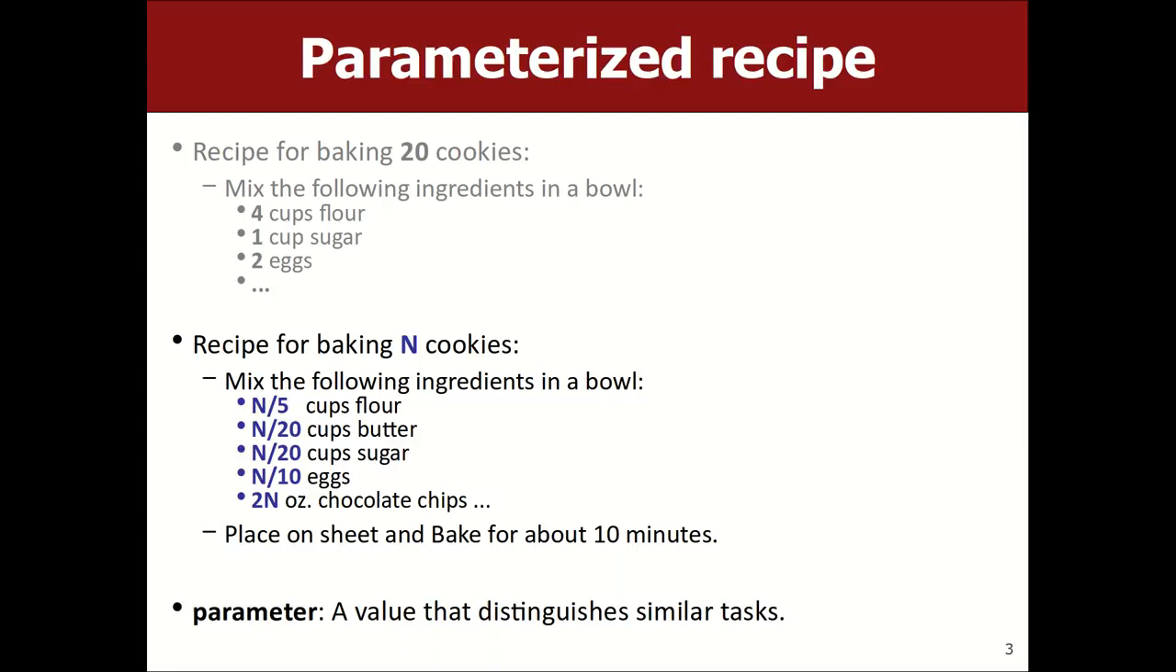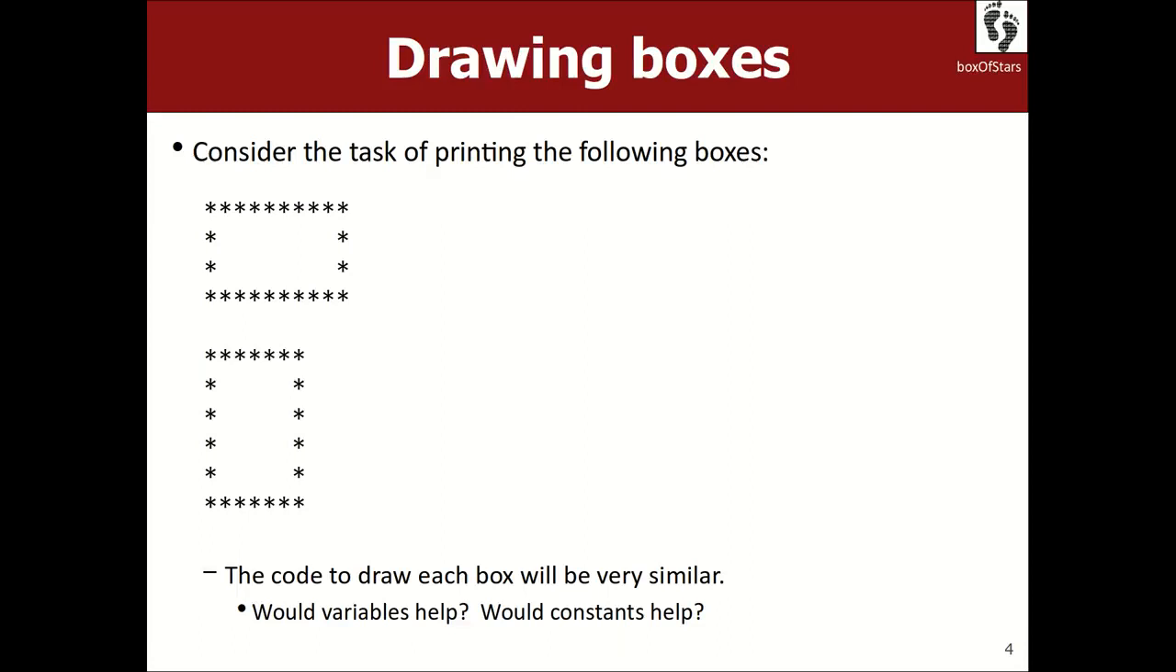So let's look at a specific example. Suppose I want to draw boxes. I want to draw a little square or rectangle of stars with spaces in the middle. So I want to print these boxes on the screen. And, you know, I could literally just println, but I'd like to draw these using loops. Okay? So this first box is, I believe, a 10 by 4 box, 10 wide and 4 tall. So let's draw that box using loops right now.